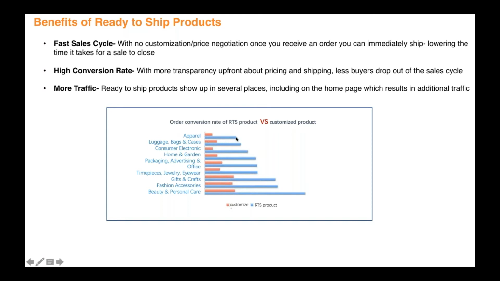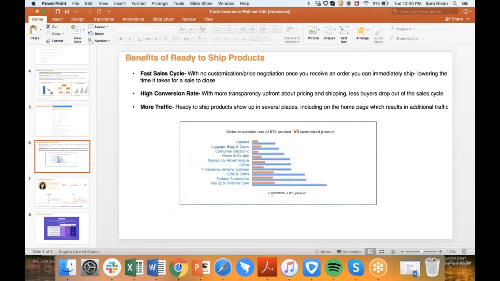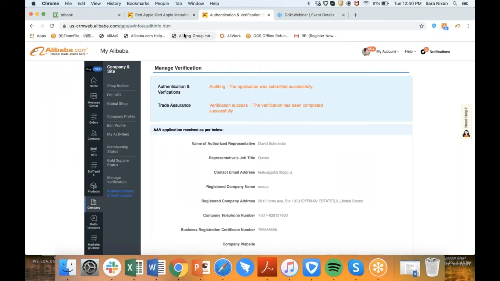So highlighted in blue, this blue bar graph, are ready to ship products. In red are customized products. And you can see based on each category, the ready to ship products are almost double the conversion rate of customized products. Ready to ship products also show up in several different places, including on the home page, which results in additional traffic. So I just want to show you guys all the places where ready to ship products can show up and how that would benefit you.